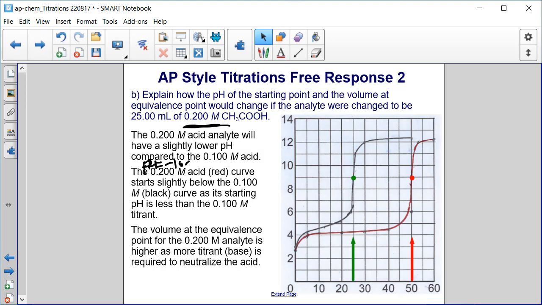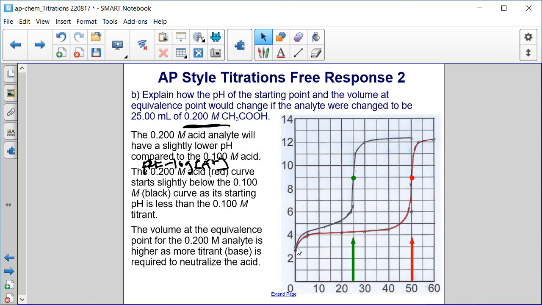the negative log of the hydrogen ion concentrations. And that will be slightly larger if we have a slightly larger concentration of acid. So the pH will be lower. The 0.2 molar acid, which is on the red curve, starts then slightly below the 0.1 molar black curve as its pH, starting pH, is less.